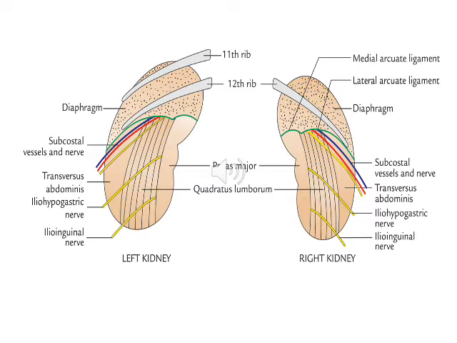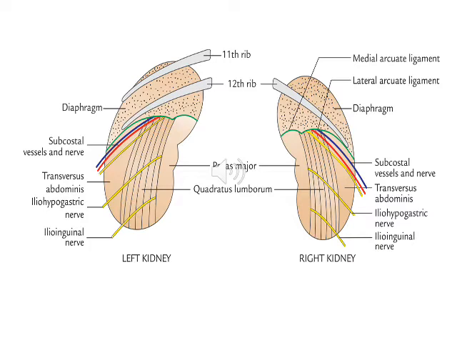Below the diaphragm, below the arcuate ligaments, the subcostal nerve and vessels emerge, and the iliohypogastric and ilioinguinal nerves emerge through the quadratus lumborum muscle. Medially, the psoas major is related, in the middle part the quadratus lumborum, and laterally the transversus abdominis muscle is related to both kidneys.